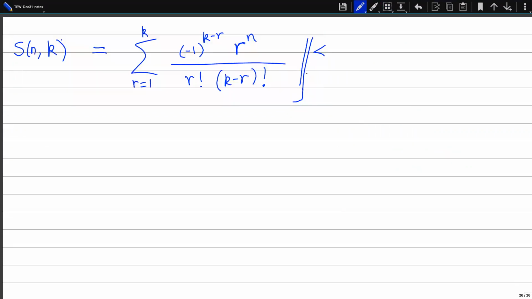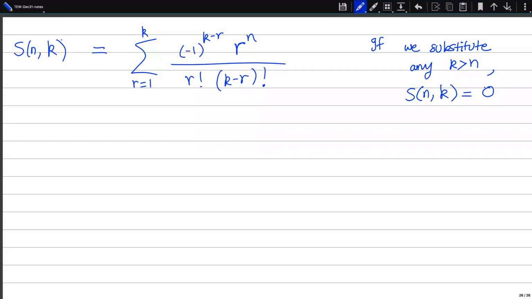So S(n,k). The interesting thing with this formula is that it holds for all n's and k's. Morally we are thinking of k as a number between 1 and n in order to find S(n,k), but this formula is rather nice. If we substitute any value of k greater than n, then it automatically becomes 0. This is how we defined it, if you remember, but this formula also gives you the value 0.